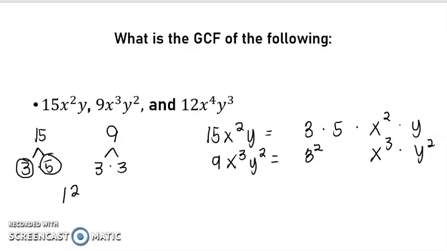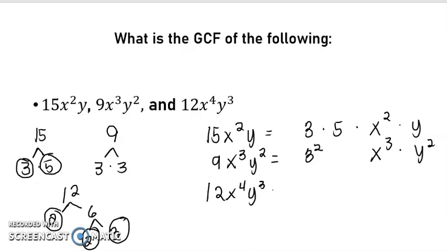We know that the factors of 12 are 2, another 2, and 3. Okay? So, we have 12x raised to 4 y cubed, which is equal to 2 squared times 3. Then we have x raised to 4 times y cubed.